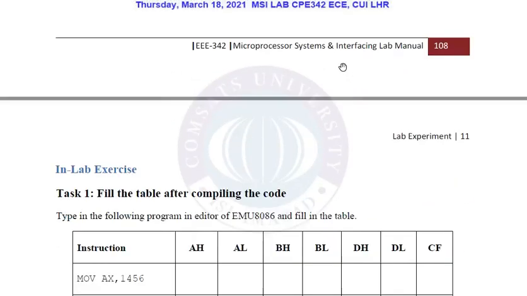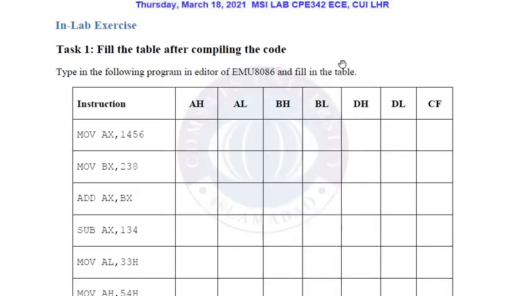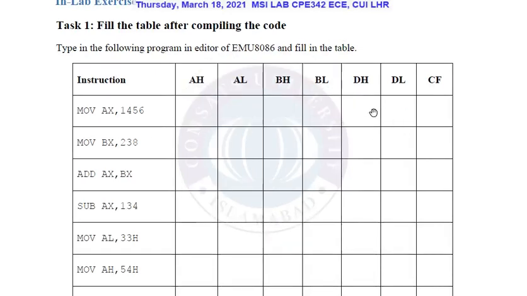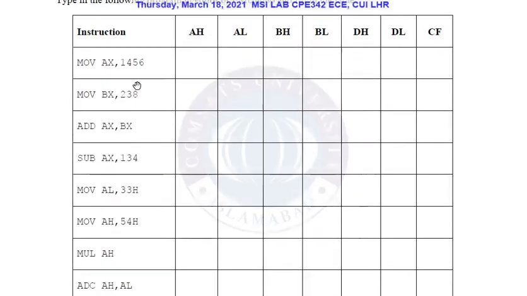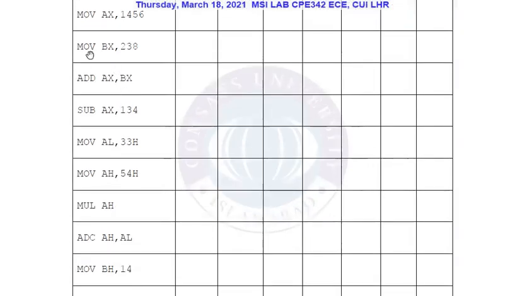In the lab manual, there is a task given in the in-lab exercise. You can place that command in your emulator and run it, and then find your output, and you need to place that output in the table, as well as verify the execution of that statement. For example, all the instructions that we have studied above are present in this table.